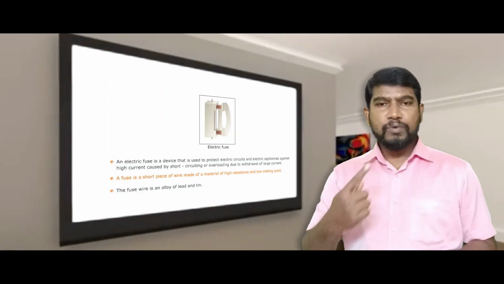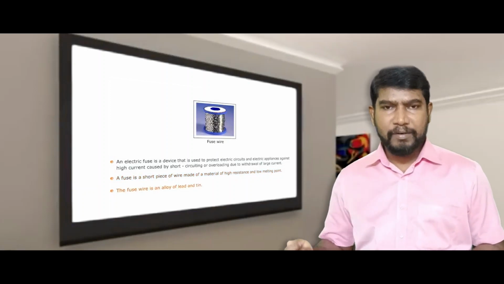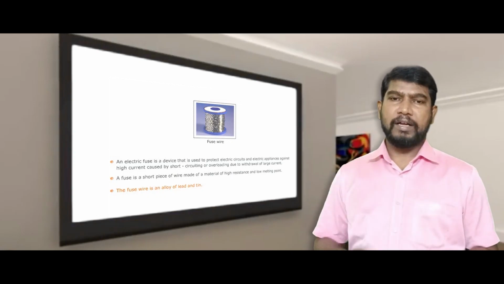Why? If you use a thick wire, even if high current passes through the fuse wire, it will not melt. Why? Because of its thickness, it allows high current. It will not melt. So the first and foremost thing, always use a thin wire.